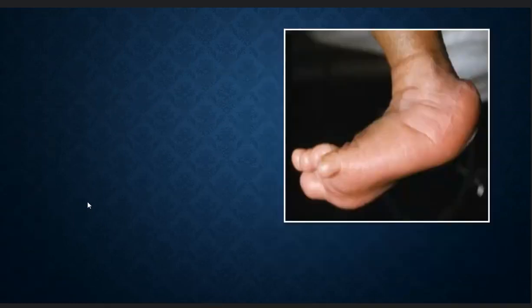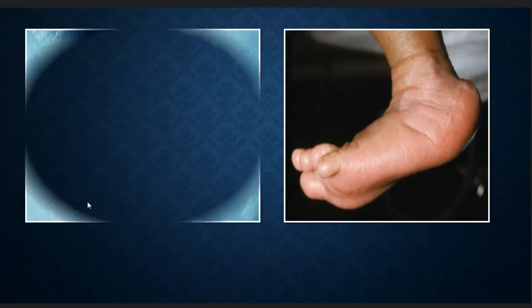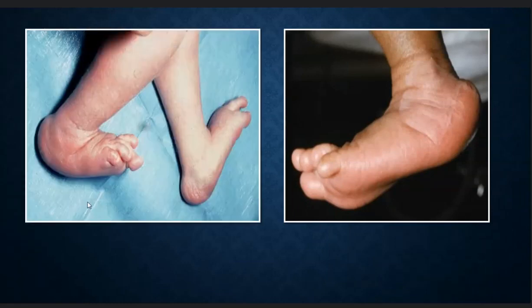This is the rocker bottom feet, the prominent calcaneus bone, and the upward arching of the feet, like this and this, but sometimes may be milder than this. So this is the rocker bottom feet. It takes the name from the rocker bottom chair, if you haven't seen it before.